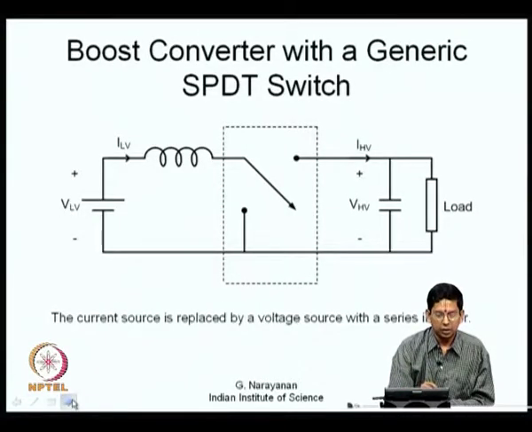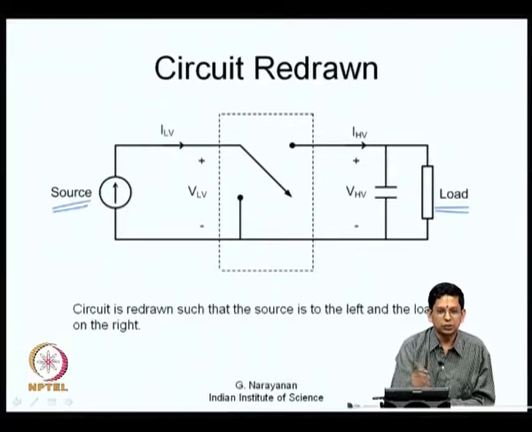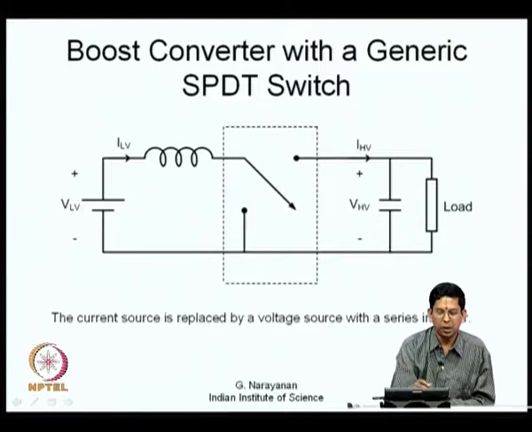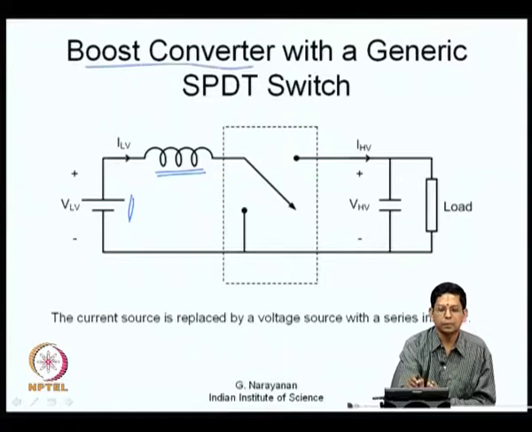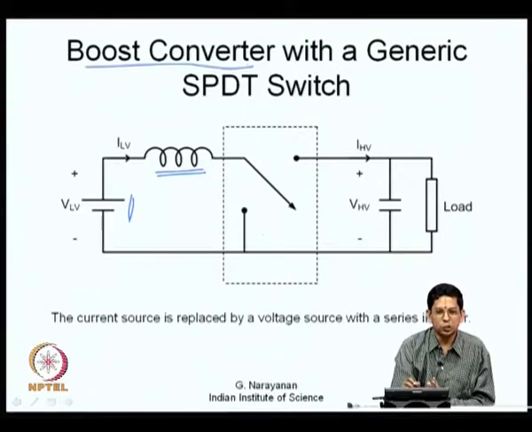So, what is that? What we have here is a current source. What we can do is we can replace the current source by a voltage source in series with an inductor as shown here. That is the only change that I have done now. So, this essentially is a boost converter, except that we have not shown the exact electronic switches that are used. We are still showing it as a generic single pole double throw switch.